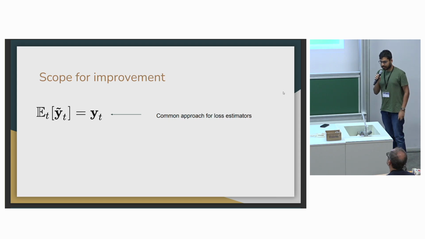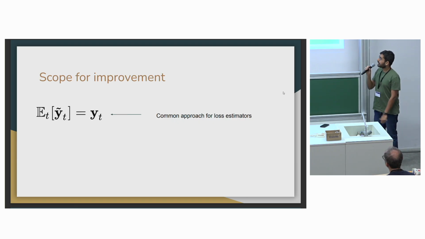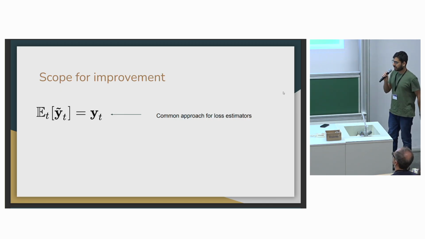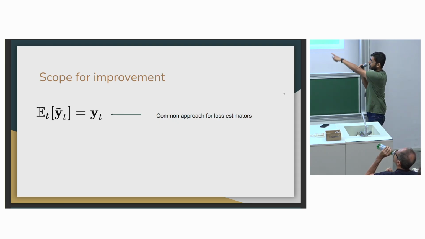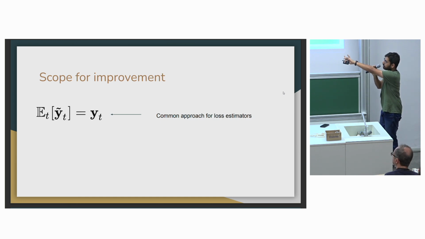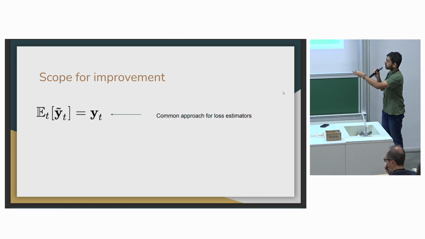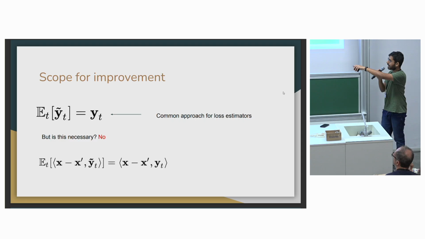So before we even try to answer that question, we can take a step back and ask, where are the places where we can improve, especially if we don't want to just come up with another variant of exponential weights? One place where we can improve is directly at the loss estimator, where typically in the literature folks try to construct the estimator such that it is unbiased, but the question is, is it necessary? And the answer is no.